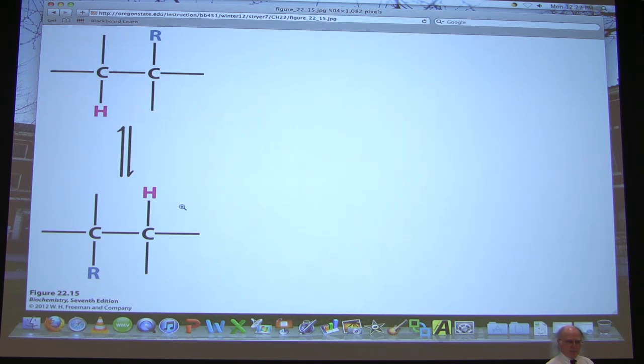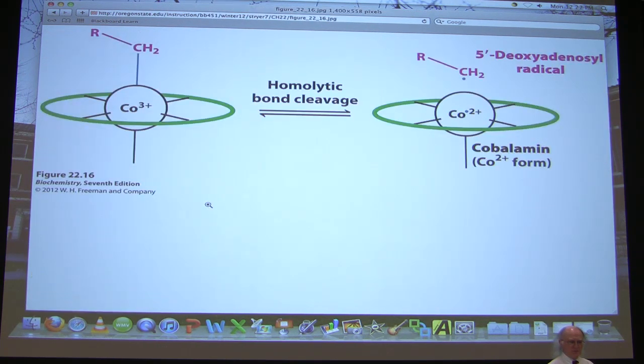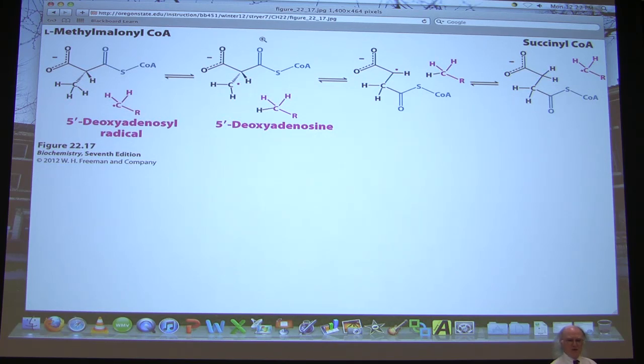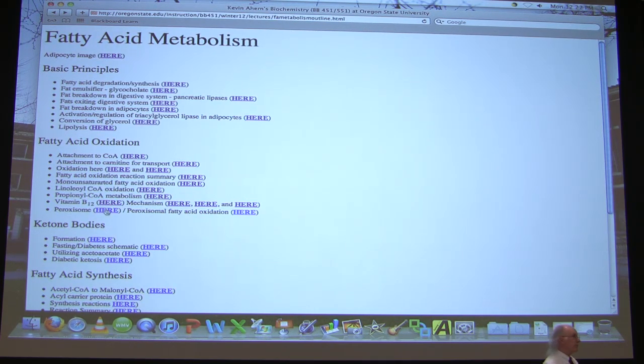Okay. You're not responsible for this mechanism. I'm just showing you what's happening in this process. So we're making some swaps. Okay. There's the grab of what will become a methyl group. Right there is CH2. And there's the overall process. Okay. Well, so now we pretty much handled everything.